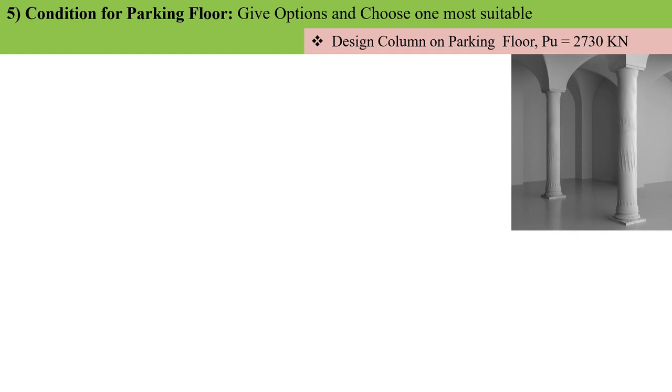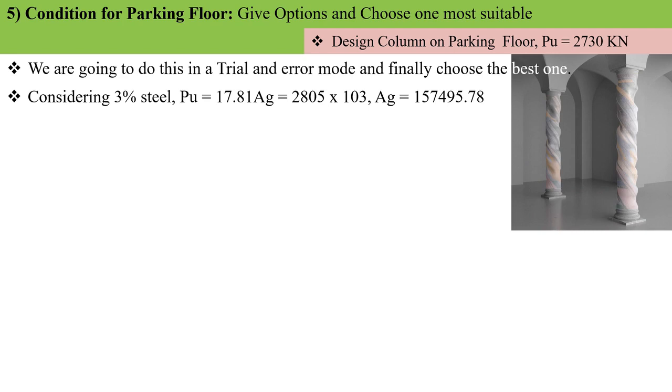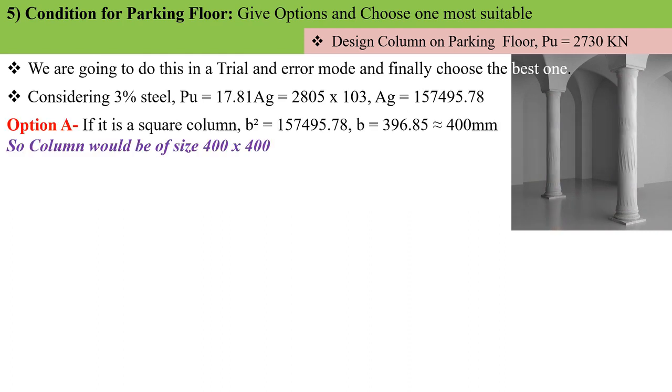So design load on the column is P equals 2730 kilonewton. So we are going to do the trial and error and let's choose the best one. First I'm going to consider 3% of the steel as the load is more. So I'm going to use P equals 17.81 Ag. So I'm getting a gross area equal to 1,57,495.78 mm square. So the first option is that I'm going to take a square column.